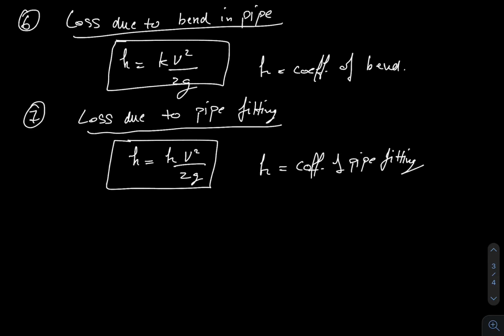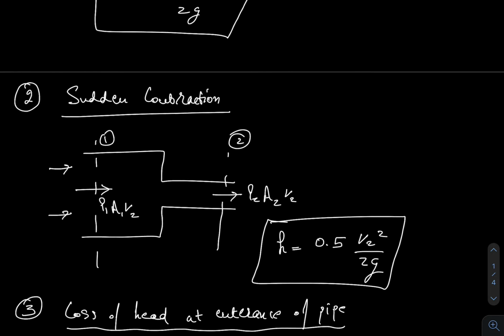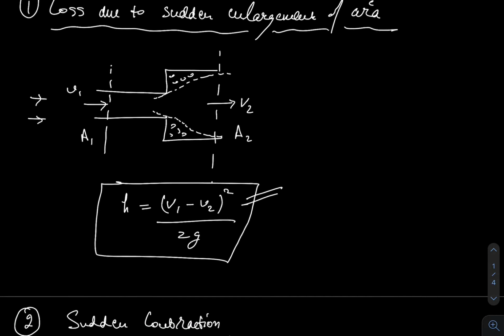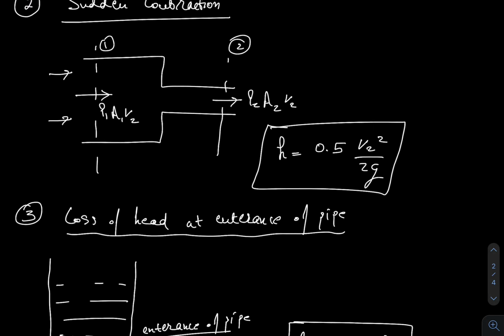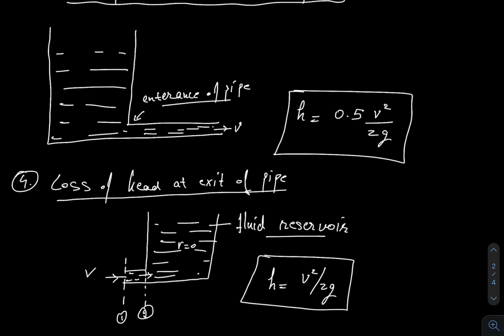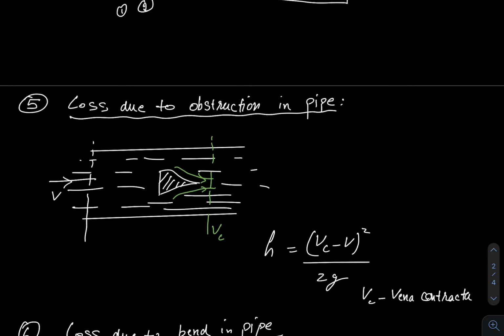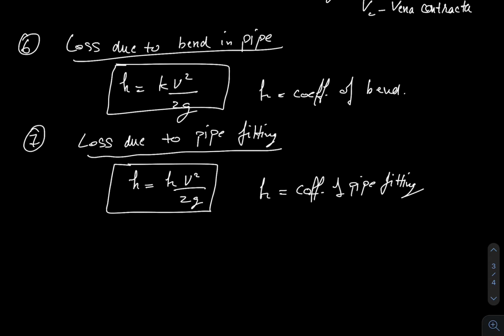So these were the seven minor losses that we have to study in this part. We have already studied the major losses, where we used Darcy's equation and Chezy's formula, and in minor losses we have studied seven cases. One was sudden enlargement of area, then sudden contraction, then loss of head at entrance of pipe, then loss of head at exit of pipe, then loss due to obstruction in pipe, then loss due to bend in pipe, and finally loss due to pipe fitting. So these were the seven cases.